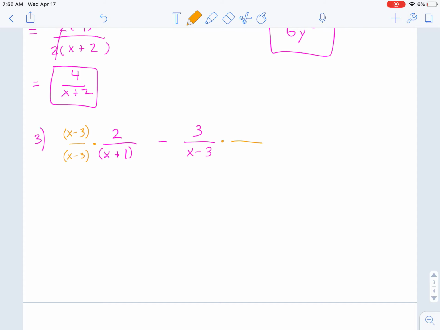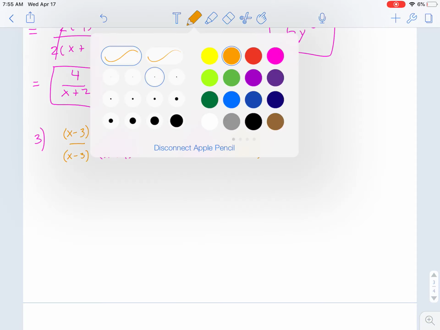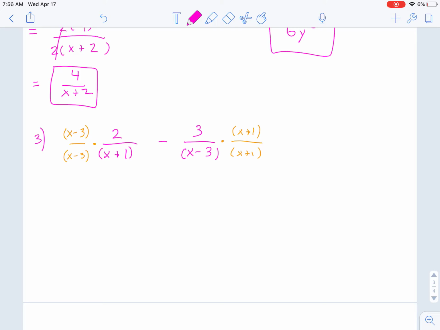And you probably guessed that that means the second fraction, it's missing the factor x plus 1. So we're going to multiply it by the binomial factor x plus 1. Now the denominators will be the same. So the first fraction is going to be 2x minus 6 over, now we're just going to leave this in its factored form. That's fine, we don't need to multiply all that out. Minus 3x plus 3 over its denominator.